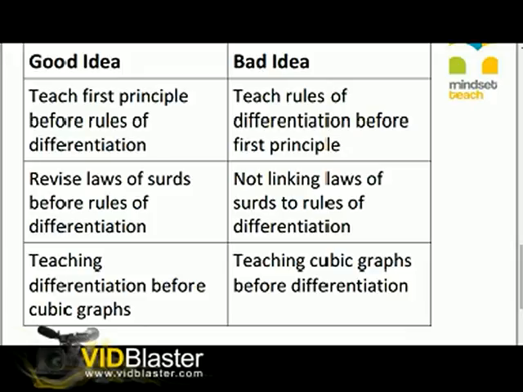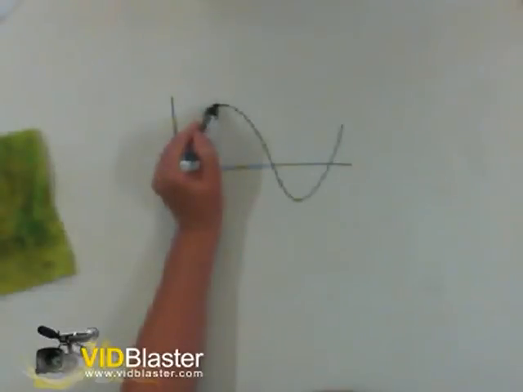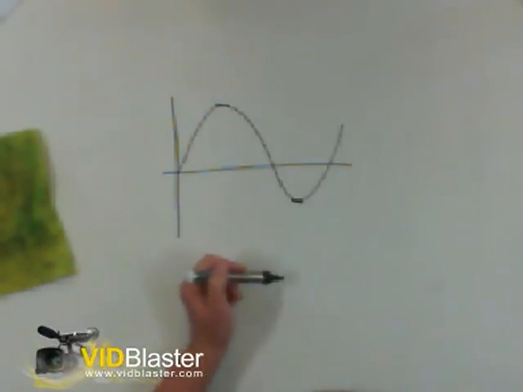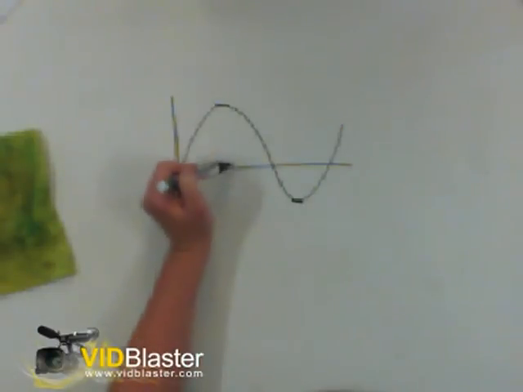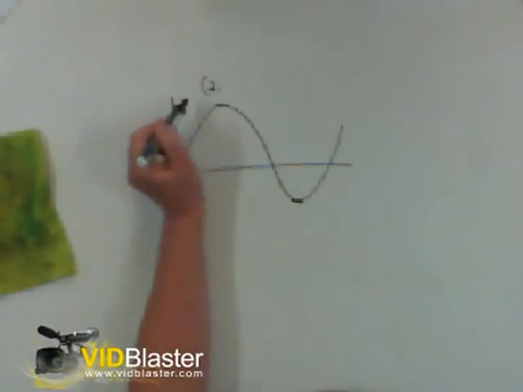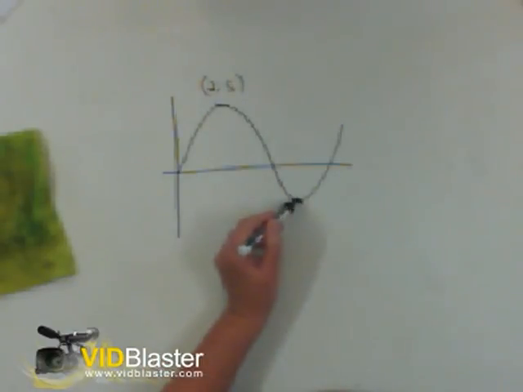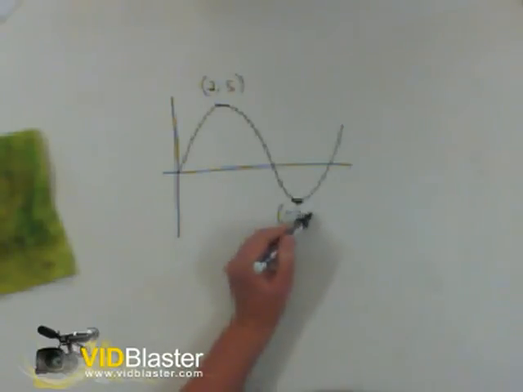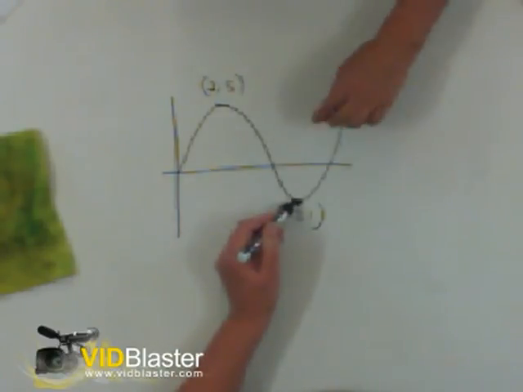Okay, your last good idea, bad idea. Good idea, teaching differentiation before cubic graphs. And your bad idea is teaching cubic graphs before differentiation. To be able to sketch a cubic graph, they have to know how to find the stationary points. They need to know what those sets of coordinates are. If they don't have that set of coordinates, let's say 2 and 5, and this set of coordinates, -7 and 1, they won't be able to sketch it.